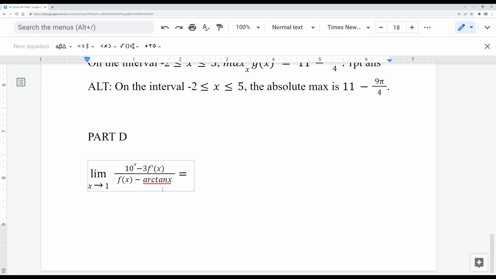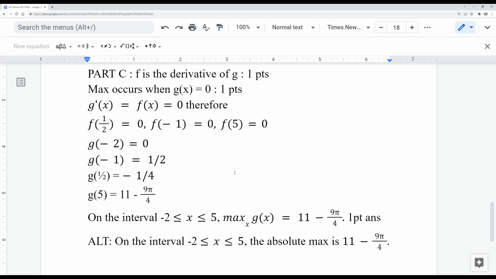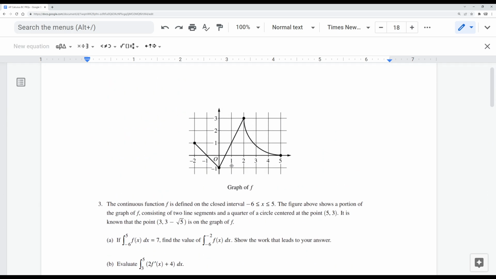Well, now what is this limit right here? Okay, so let's just substitute in 1 for the limit. So let's just copy that in, 10 to the 1. Well, that's just 1. F prime of 1. Okay. F of 1. Arctangent of 1. Alright. So this 10 to the 1. And what's f prime of 1? Okay. And think about this. Let's come up here. F prime of 1. So the derivative of f.